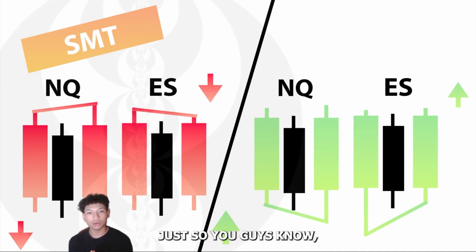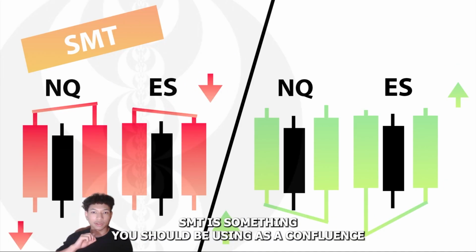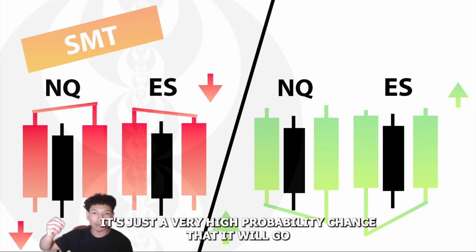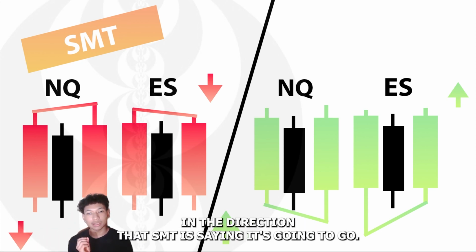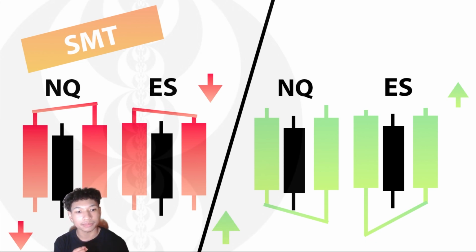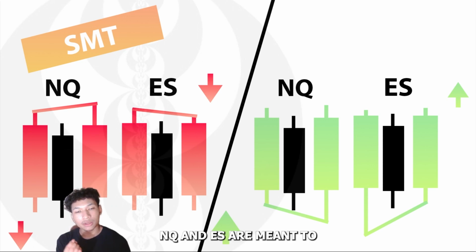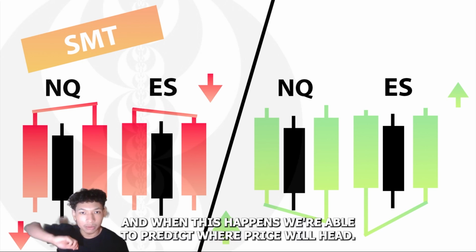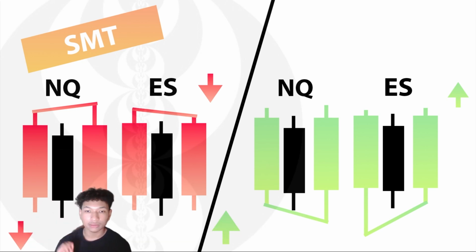Just so you guys know, SMT is something you should be using as a confluence because there are times when an SMT gets invalidated. It's just a very high probability chance that it will go in the direction that SMT is saying it's going to go. The SMT is a crack in the institutional algorithm. NQ and ES are meant to be aligned, but sometimes they aren't aligned. And when this happens, we're able to predict where price will head.